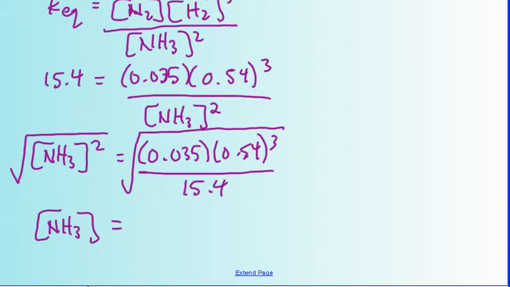Okay, so that's looking pretty good. I just need to find my calculator. So 0.035 times that, divided by 15.4, equals, and I find the square root, and the number that I get is 0.019. We'll have two significant digits again, so 0.019 moles per liter. So at equilibrium for this system, the concentration of ammonia is 0.019 moles per liter.